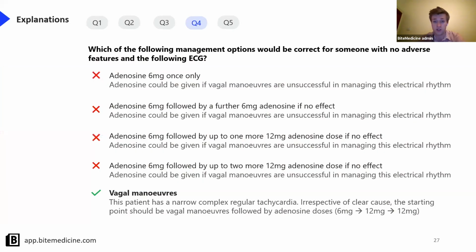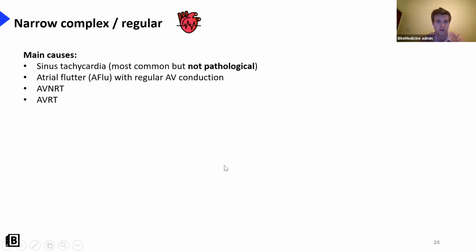Therefore, regardless of what's actually causing it, you can start with some vagal maneuvers, and we'll talk through what those actually are. The other options are incorrect because you should always start with vagal maneuvers unless there's a contraindication. And only this one here is the true correct reason. So adenosine 6 followed by up to 2 more 12 milligram adenosine doses is the thing you do after vagal maneuvers. But let's look at this in a bit more detail.